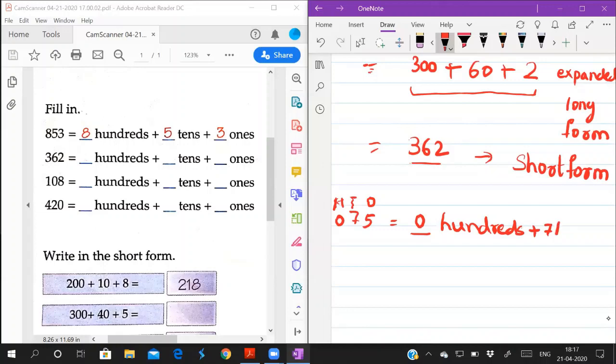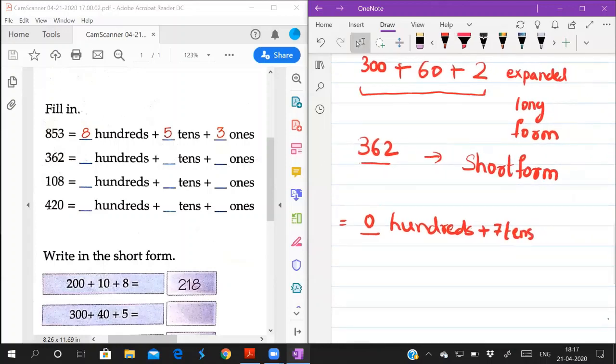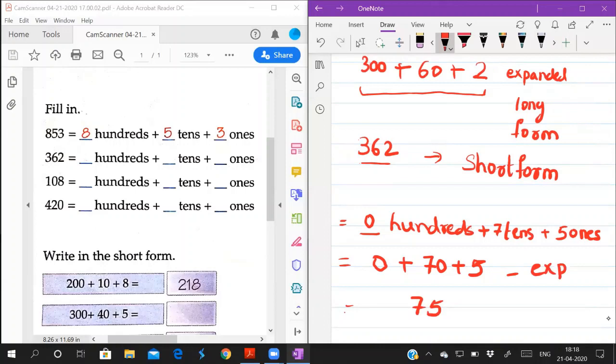0 hundreds, 7 tens, plus 5 ones, that is equal to 0 + 7 × 10 = 70 + 5 = 75. The first one is expanded form and this is short form.